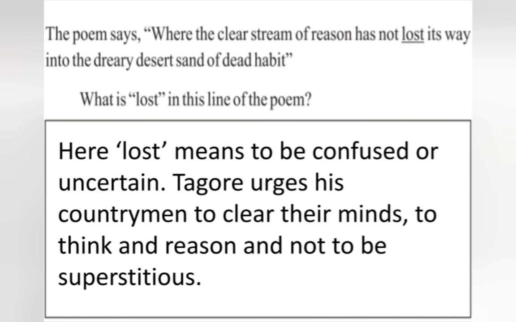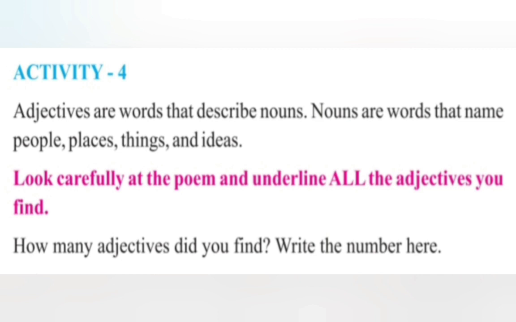I hope this was clear to you. Let's go to the next activity. Activity 4. You know that adjectives are words that describe nouns. Nouns are words that name people, places, things, and ideas. Look carefully at the poem and underline all the adjectives you find. How many adjectives did you find? Write the number here.